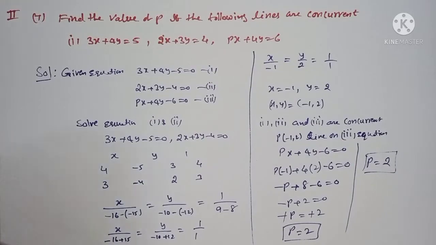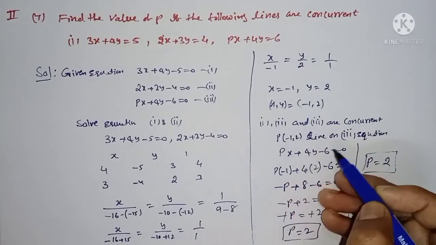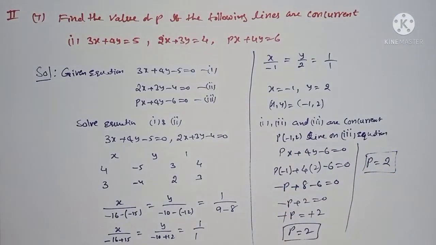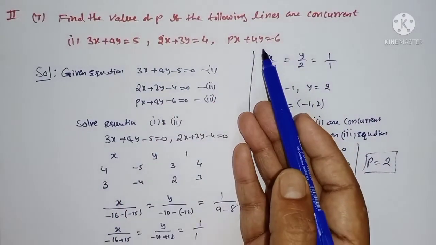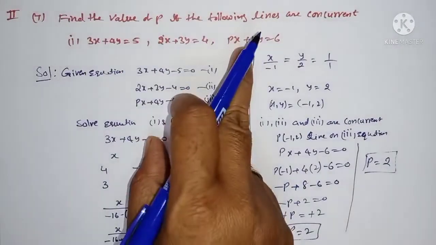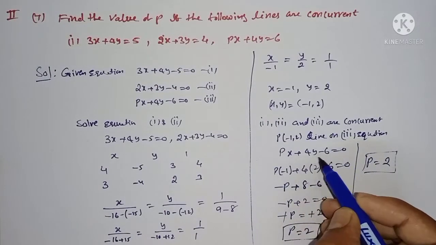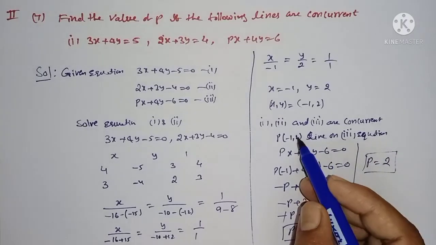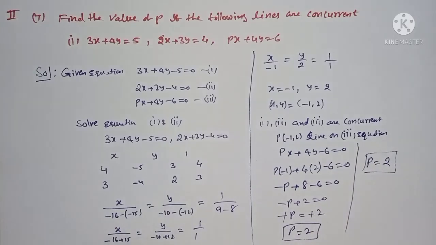Otherwise, if it is not given, three equations are concurrent means you can find the point minus 1 comma 2 and substitute to check whether you get 0 or not. You can check it in one step also. If three equations are concurrent, you solve two equations and substitute in the third equation. It is satisfied, therefore this is concurrent. But you are asking the p value. These three lines are concurrent is given already. Therefore px plus 4y minus 6 equal to 0 is satisfied. Substituting the point here, you get 0, therefore p is equal to 2 only.